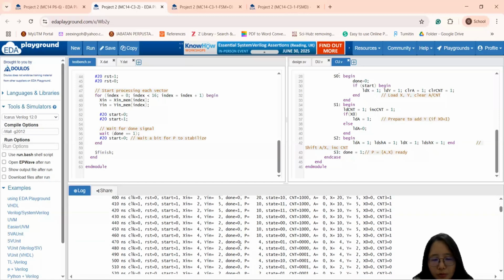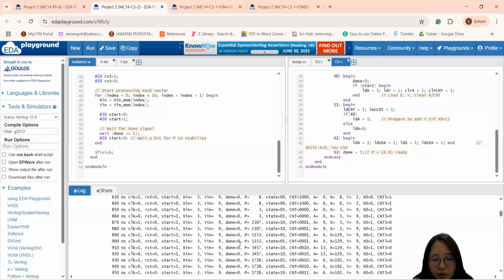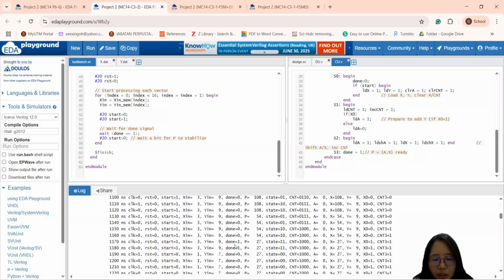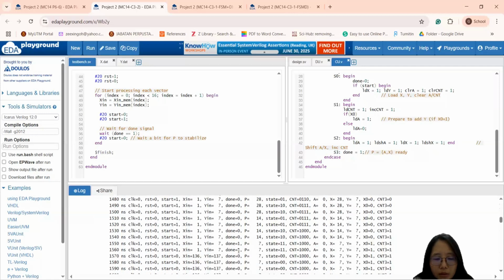And then 4 and 2, so 4 multiplied with 2, we'll get 8. And then that is equal to 1. 3 multiplied by 9, we'll get 27. So that is equal to 1. 1 multiplied with 7, we'll get 7. So that is equal to 1.